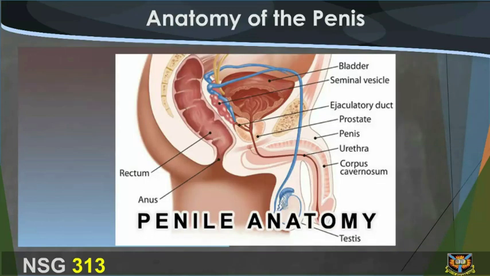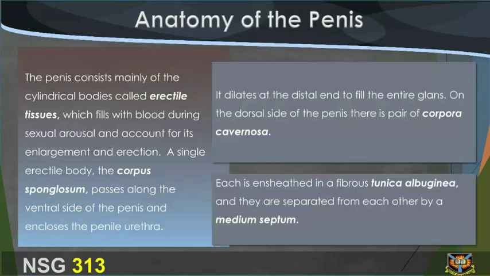Diagram of the anatomy of the penis. Penile anatomy. The penis consists mainly of cylindrical bodies called erectile tissue, which fills with blood during sexual arousal and accounts for its enlargement and erection. A single erectile body, the corpus spongiosum, passes along the ventral side of the penis and encloses the penile urethra. It dilates at the distal end to fill the entire glans. On the dorsal side of the penis, there is a pair of corpora cavernosa. Each is enclosed in a fibrous tunic, and they are separated from each other by a median septum.